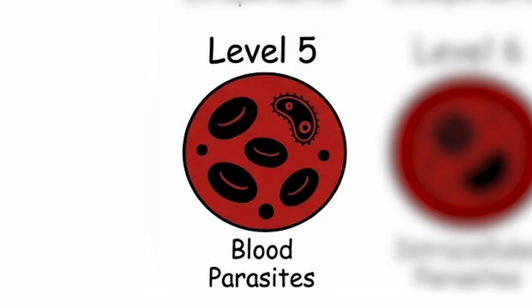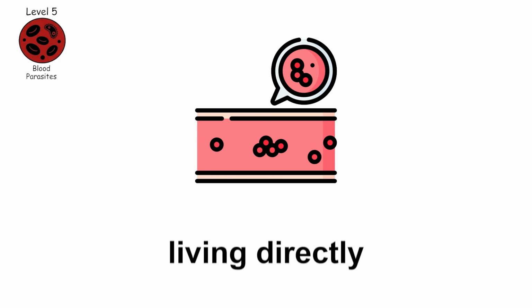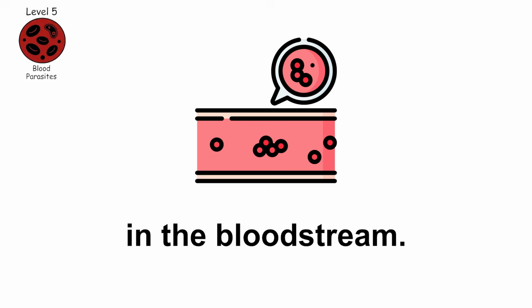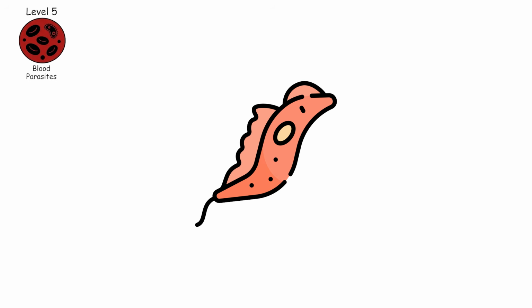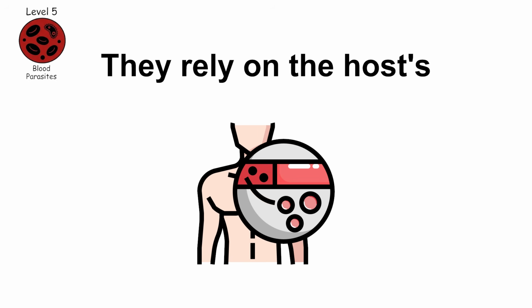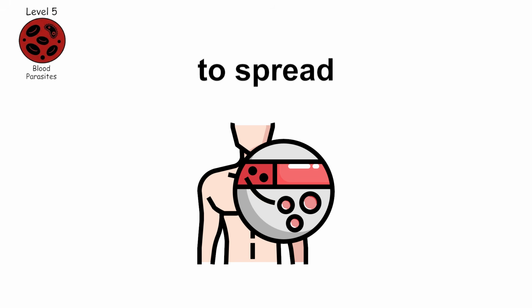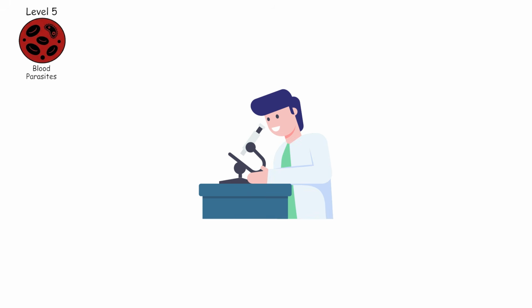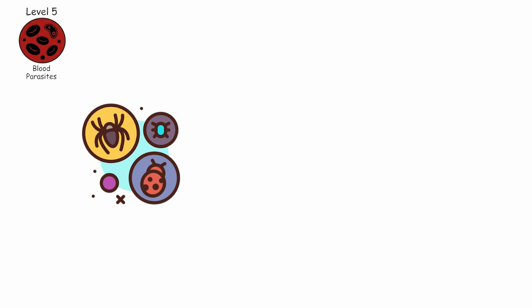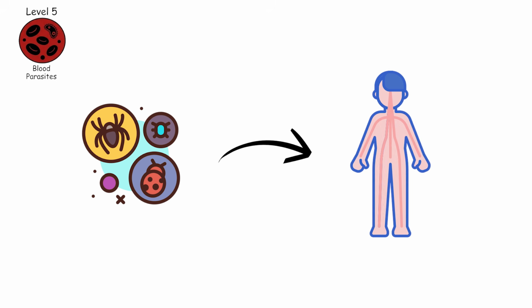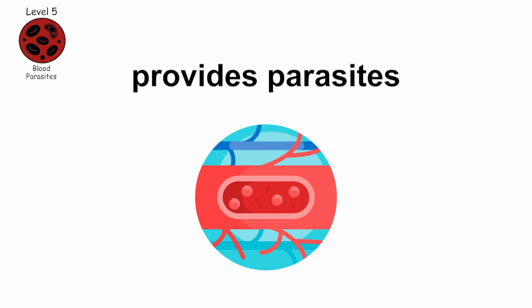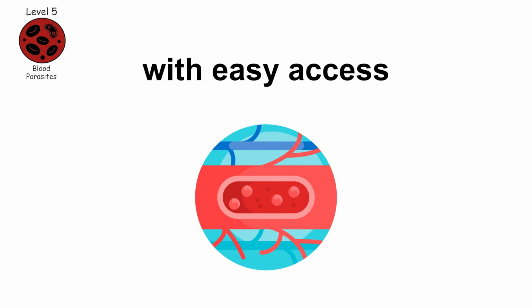Level 5. Blood parasites. Some parasites specialize in living directly in the bloodstream. These organisms are known as blood parasites, and they rely on the host's circulatory system to spread throughout the body. Blood parasites can be microscopic organisms like protozoa or larger parasites that pass through the bloodstream during certain stages of their life cycle.